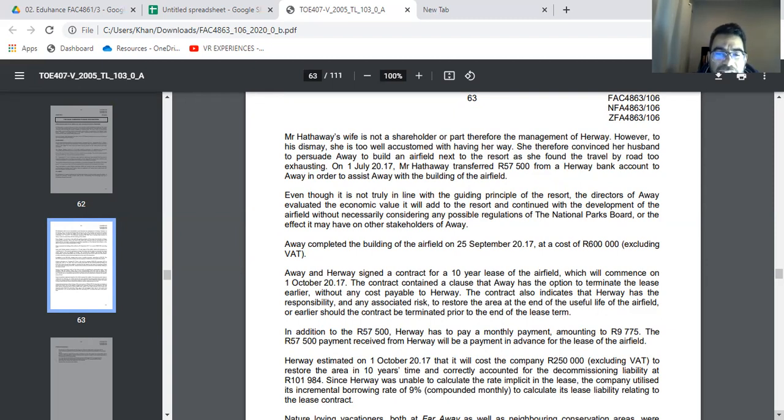Away and Herway signed a contract for a 10-year lease of the airfield, which will commence on 1 October 2017. The contract contained a clause that Away has the option to terminate the lease earlier without any cost payable to Herway. The contract also indicates that Herway has the responsibility and any associated risk to restore the area at the end of the lease, at the end of the useful life of the airfield, or earlier should the contract be terminated prior to the end of the lease term. Okay, so just take note of that.